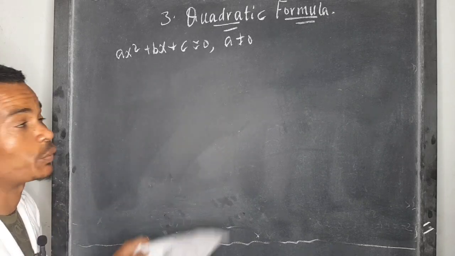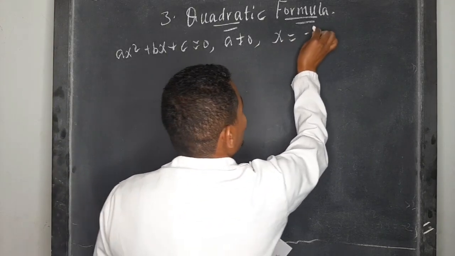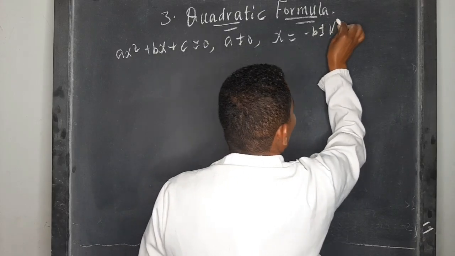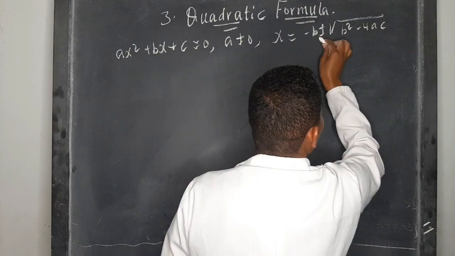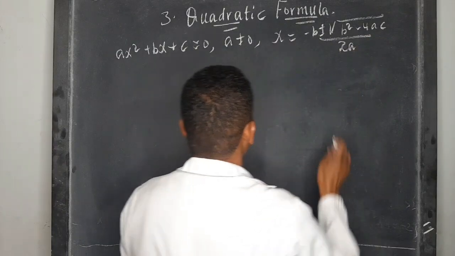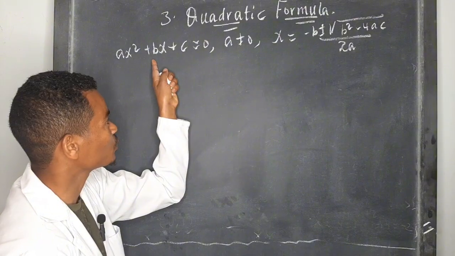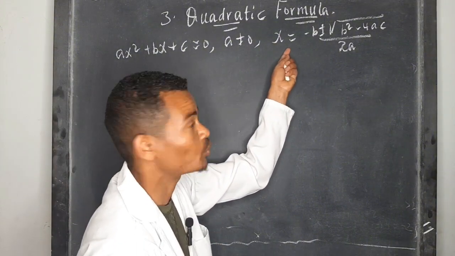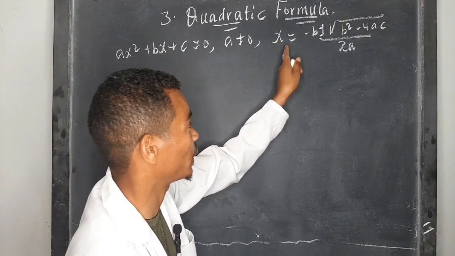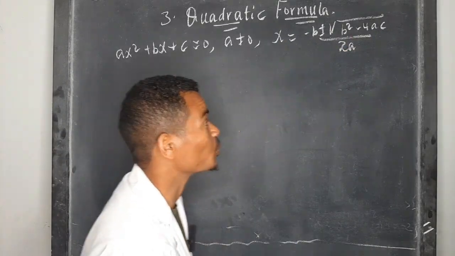Okay, to solve any quadratic equation the general quadratic formula is x is equal to minus b plus or minus square root of b square minus 4ac over 2a, where a is the coefficient of x square, b is the coefficient of x, and c is the constant number. This one is the general formula for solving any quadratic equation. x is equal to minus b plus or minus square root of b square minus 4ac over 2a.